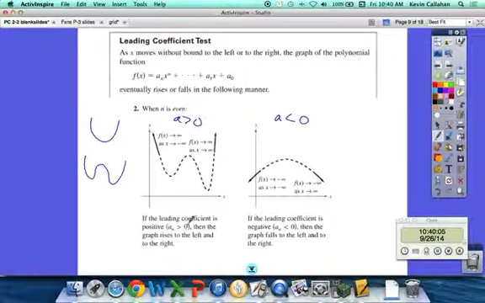The end behavior, the way this one is drawn: as x approaches infinity, the function approaches positive infinity. As x approaches negative infinity, the function approaches positive infinity. For this one, as x approaches infinity, the function approaches negative infinity, and as x approaches negative infinity, the graph approaches negative infinity. That's just the vocabulary of this stuff.